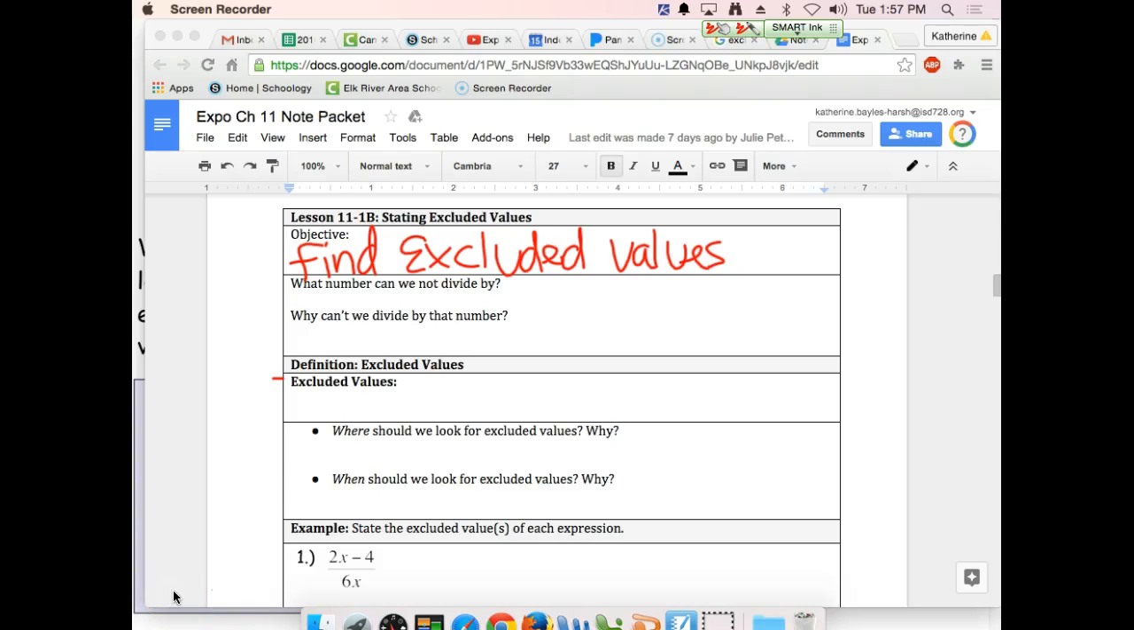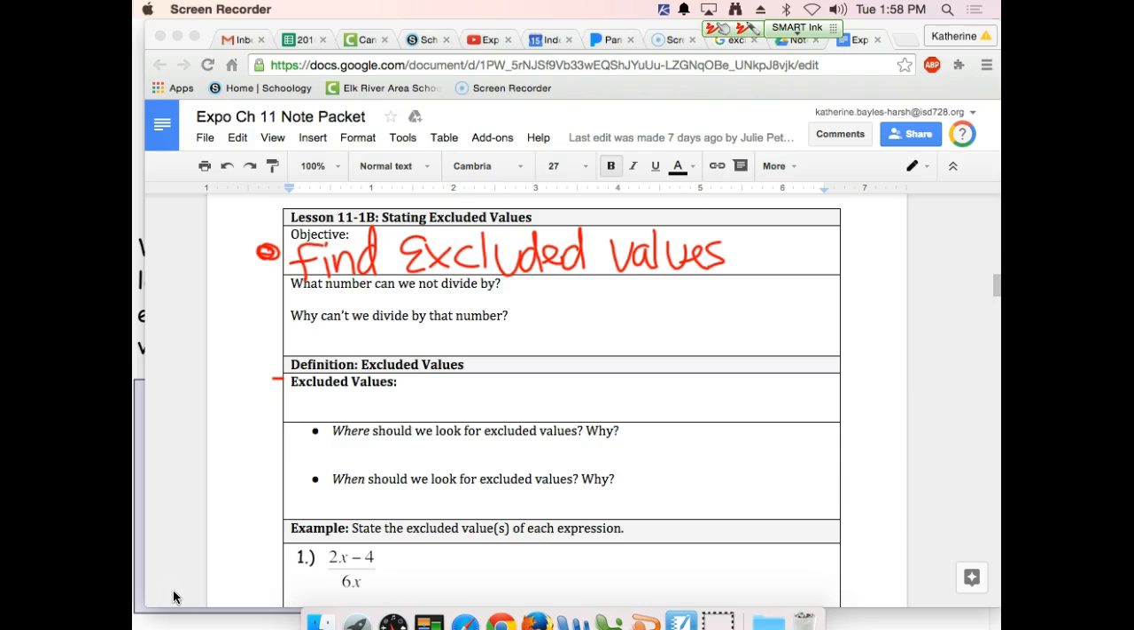All right, good morning. Today we are going to be doing the second half of 11.1, so we're going to be 11.1b. Today our objective is to find excluded values. So if you guys would please put that in to your objective.